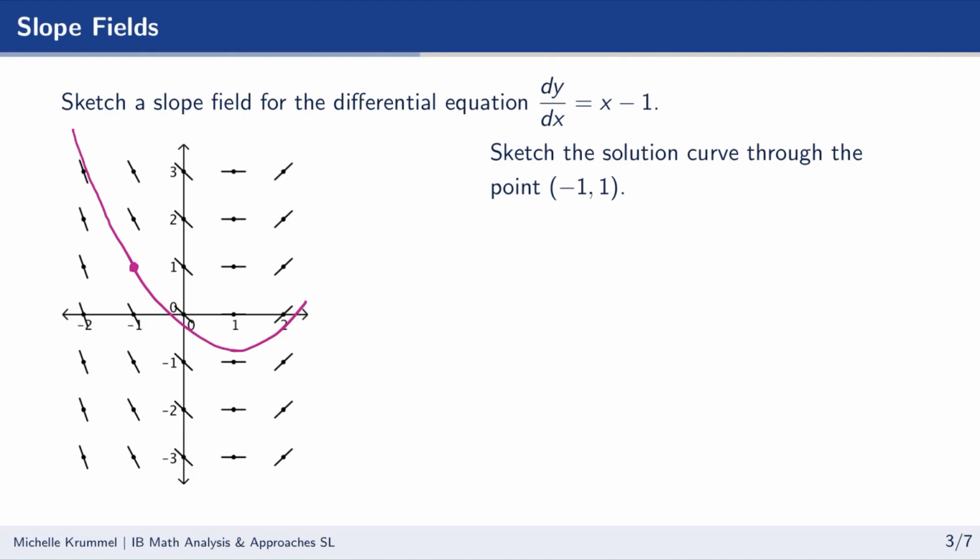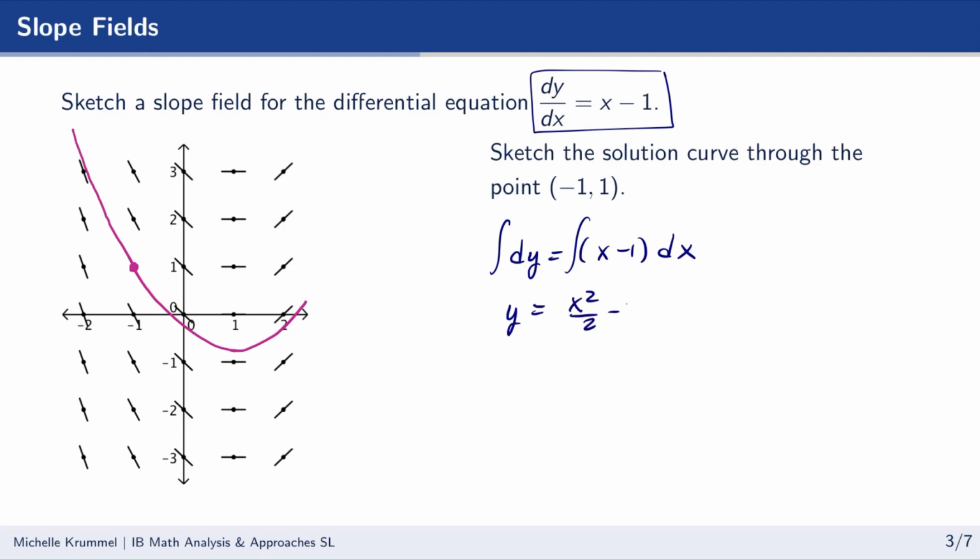Now this differential equation is one that we can solve. If we wanted to solve this differential equation, we could. We could separate the variables. We've got dy equals (x minus 1) dx. We've separated the variables. We can integrate both sides. We get y equals x squared over 2 minus x plus c.